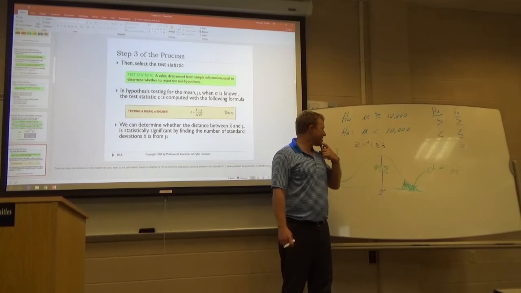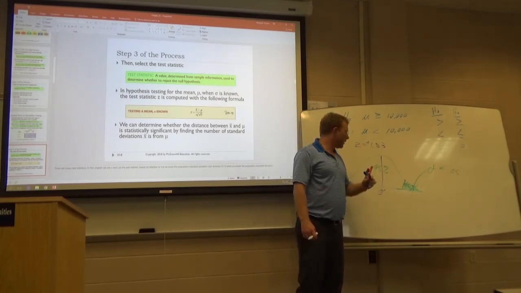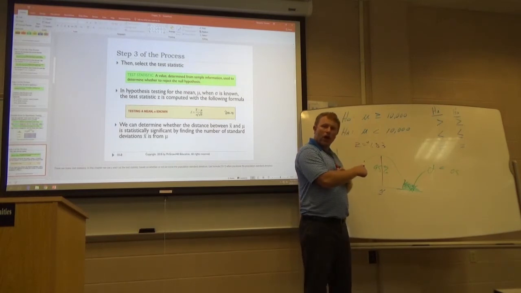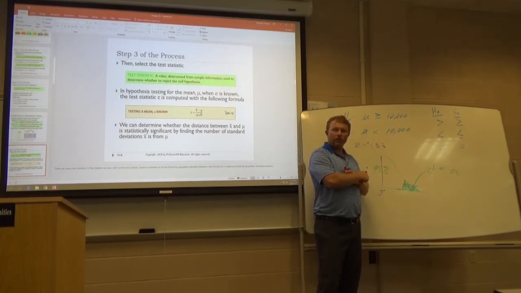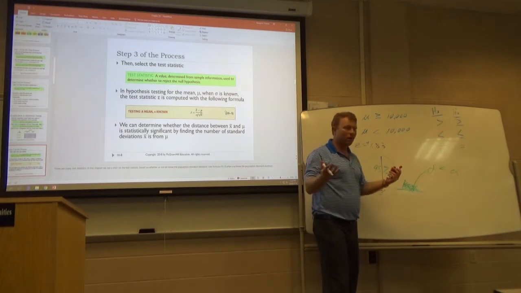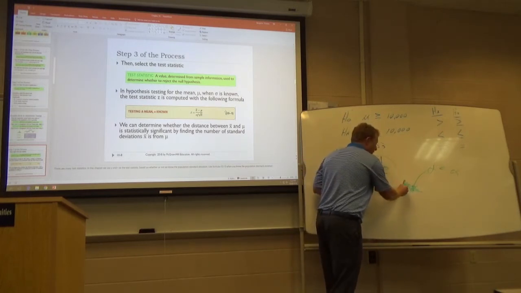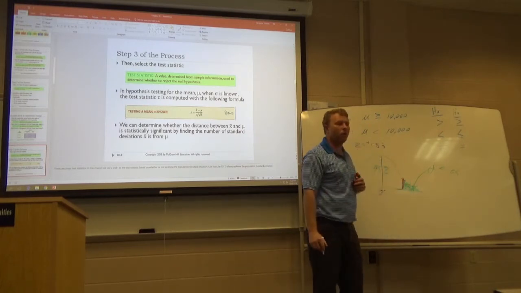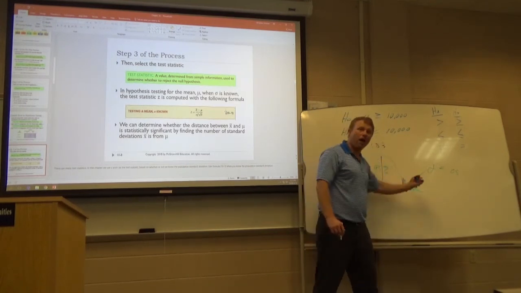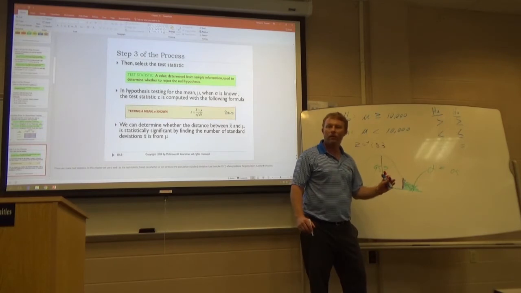But let me ask y'all something real quick. What do we need to know in order to know where this sucker falls? You gotta go to your Z chart, right? Yes, we will. But more intuitively, what do we have right here? We got a line dividing what? The shaded area from the non-shaded area. Our alpha from the rest of it, don't we?